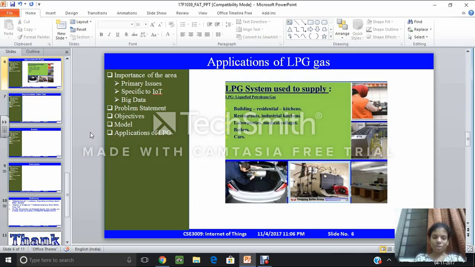So we introduce an alarm so that it detects the leakage of gas and alerts a user through audio visual indicators. These are the LPG gas system applications. We can use it in homes for cooking or boiling. We can use it in laboratories or medical colleges to burn chemicals and find solutions. Also in restaurants, industrial kitchens to cook, boilers and cars, so that we are prepared for emergencies.